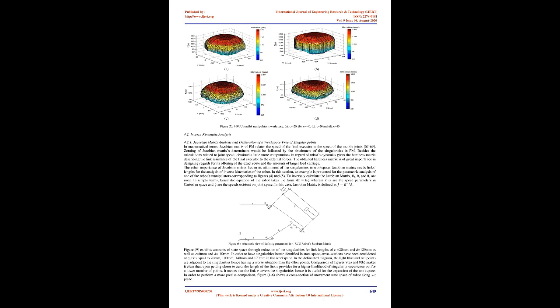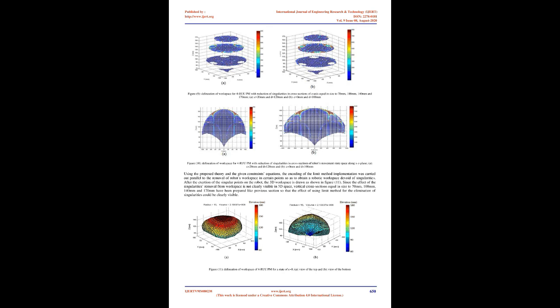Besides the calculations related to joint speed, obtaining a little more computation regarding the robot's dynamics gives the hardness matrix, describing the link resistance of the final executor to the external forces. The obtained hardness matrix is of great importance in design, for its offering of the exact route and larger load carriage amounts. The other importance of the Jacobian matrix lies in its attainment of the singularities in the workspace. The Jacobian matrix needs link lengths for the analysis of the inverse kinematics of the robot.